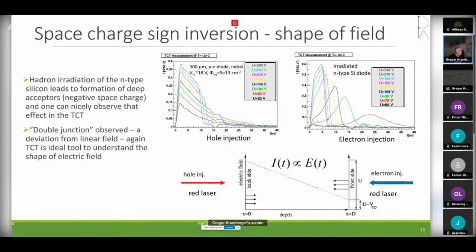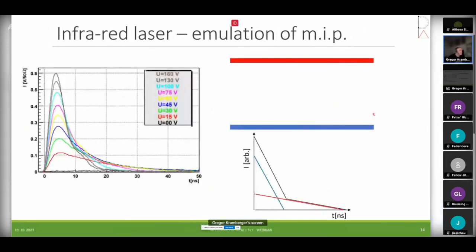So again, now we introduce the electrons in low field and they go to high field. And what was heavily studied some 20 years ago was this so-called double junction, where you see slightly higher field here, and then you have a minimum in the field, and then you have again the rise in the field. So all this can be relatively easily seen in such a system.